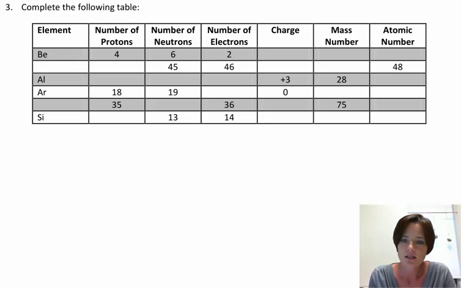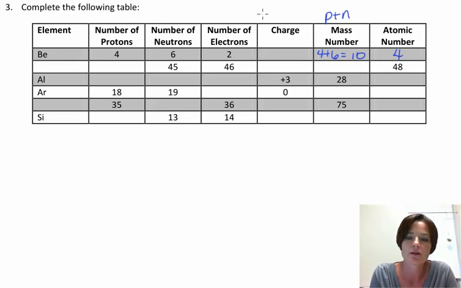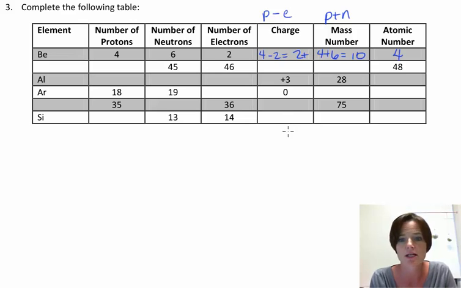So I think the easiest thing to start off with is to fill in the atomic number. For the atomic number, it's going to be the same as the number of protons. So we can go ahead and write a 4 over here. The mass number, recall, is the number of protons plus neutrons. So for that, I'm just going to add together the 4 protons plus the 6 neutrons, and I'm going to get 10. And then the charge is putting together the protons minus the electrons, because the electrons have a negative charge. So when we do that, we're going to get 4 minus 2, and that's going to give us an overall charge of 2, which we could say is 2 positive or 2 plus.